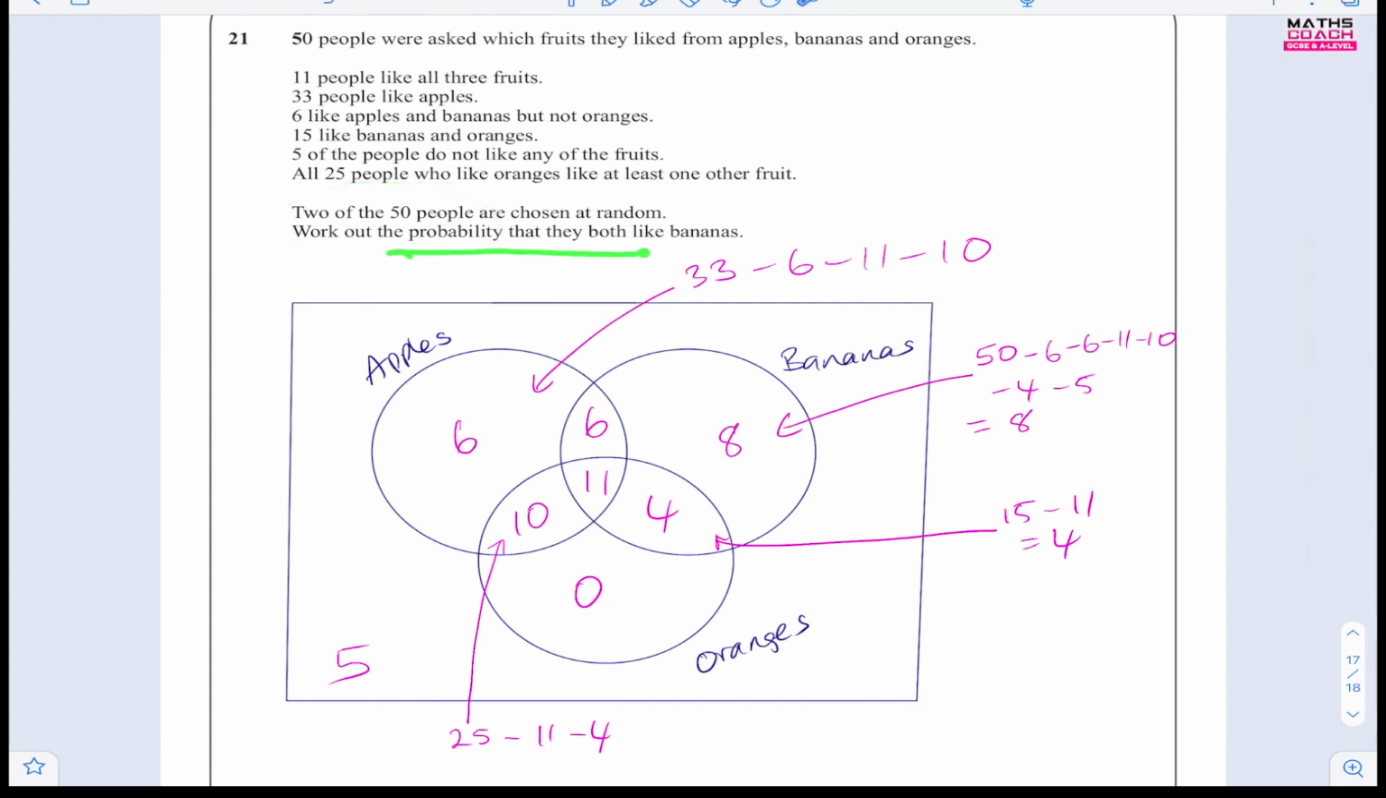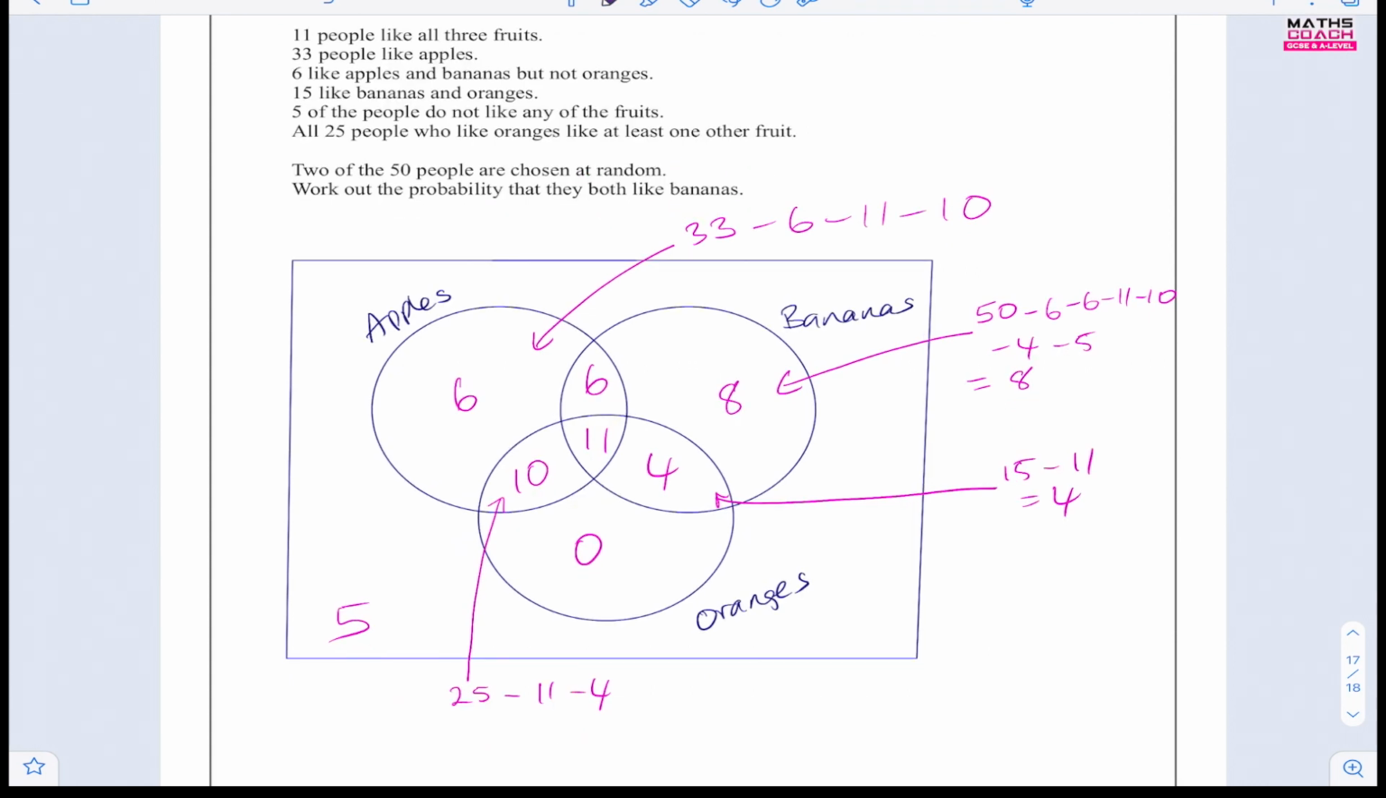Work out the probability that they both like bananas. Also, a point to note here is that this question could have been a little bit clearer by asking whether they like bananas only. So we're going to go ahead and assume this. We're going to write down bananas only. So what is the probability that they like bananas only?